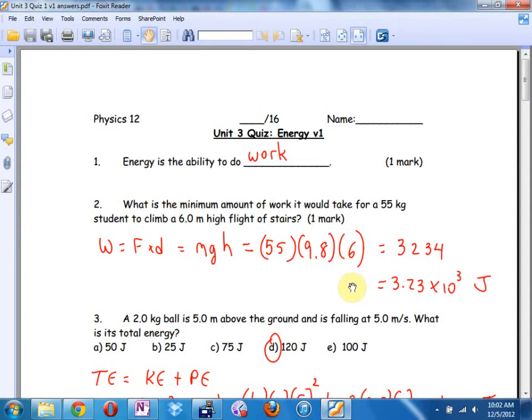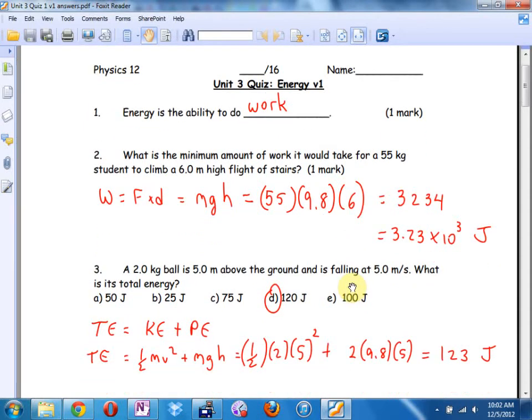So I said it's going to be the kinetic plus the potential. It's going to be a half mv squared plus mgh. And holy smokes, I got 123 joules. Number 4.